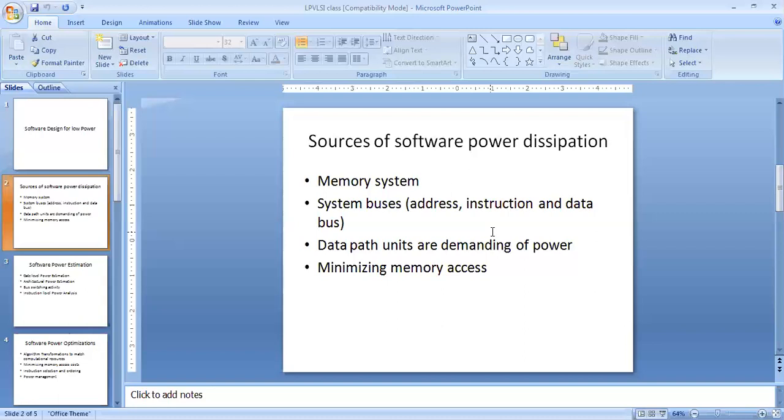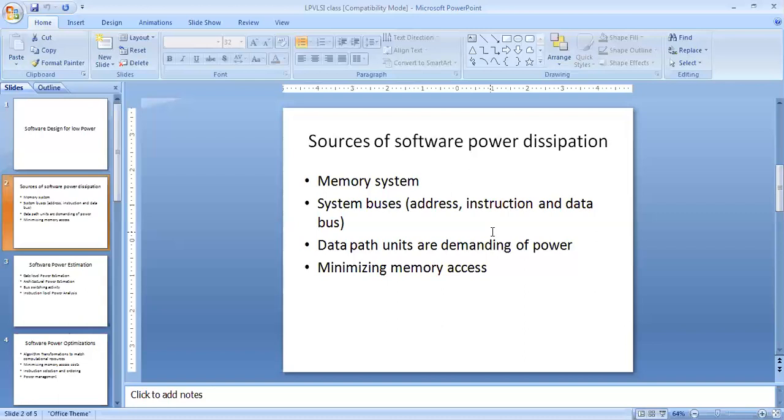The next one is data path units. Data paths in integer arithmetic logic units and floating point units are demanding of power, especially if all the operational units are activated at all times. So the data path units will demand much power.